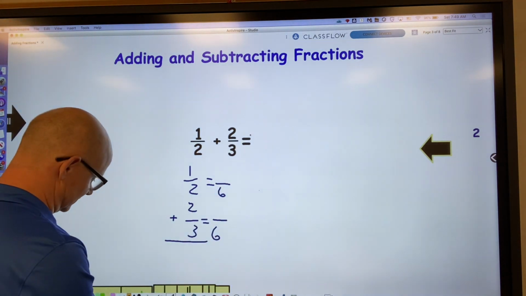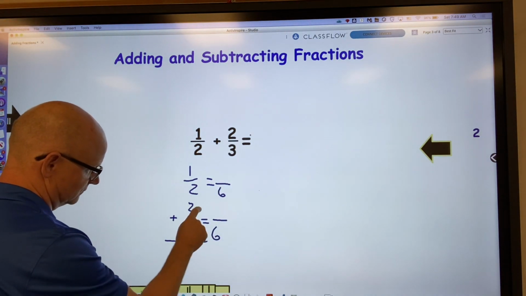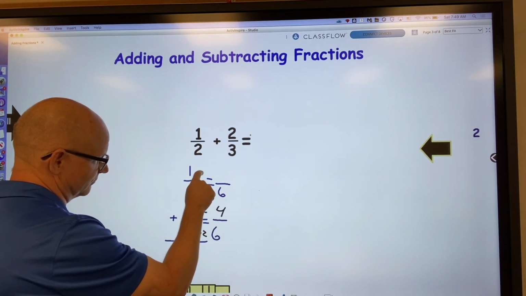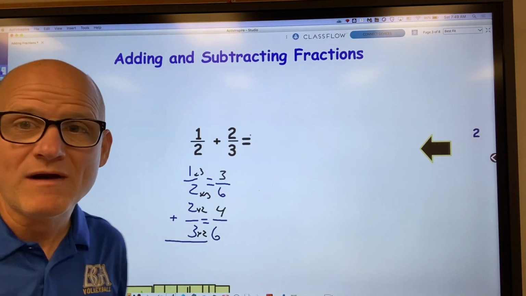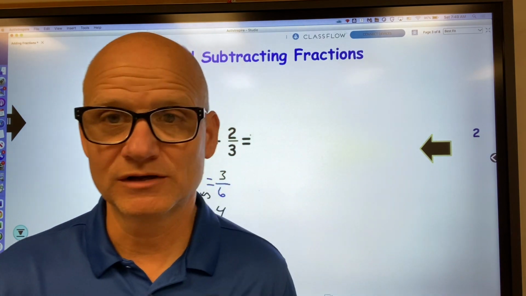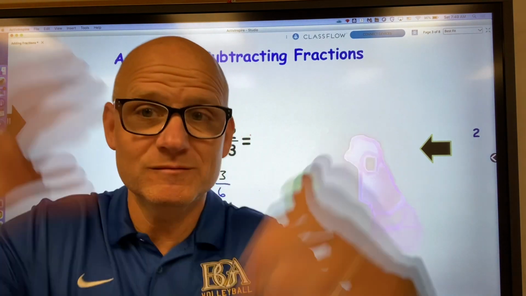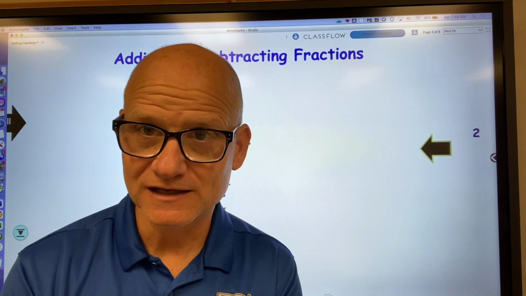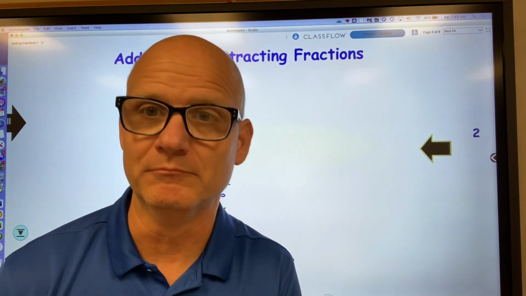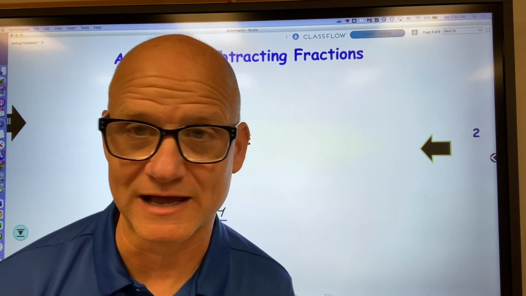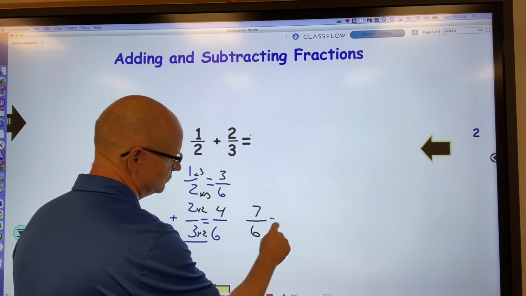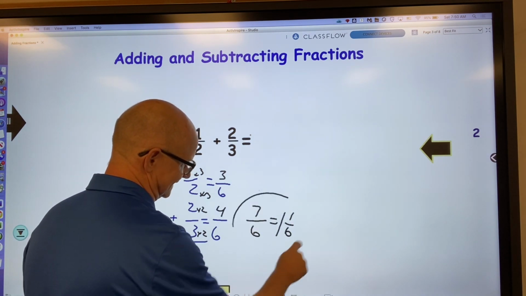3 can go into 6 2 times, so you multiply by 2 and you get 4/6. 2 goes into 6 3 times, so you multiply by 3 and you get 3/6. I now have a common unit. I can add my 3 6s plus my 4 6s to give me how many 6s? 7. It's just like saying 3 minutes plus 2 minutes gives me 5 minutes. I have a common unit, so I can add them now. 3 6s plus 4 6s equals 7 6s, and you can change back to 1 and 1/6.